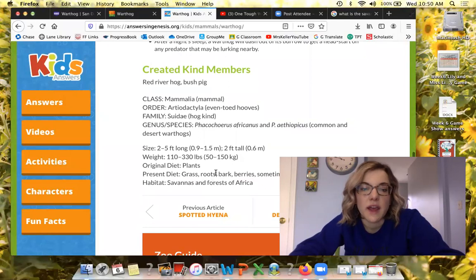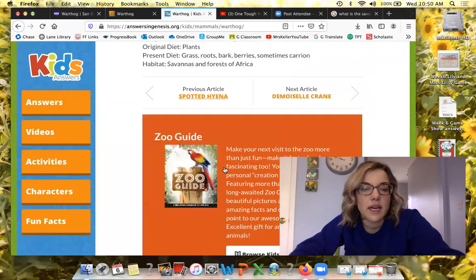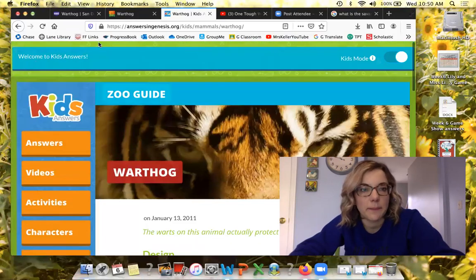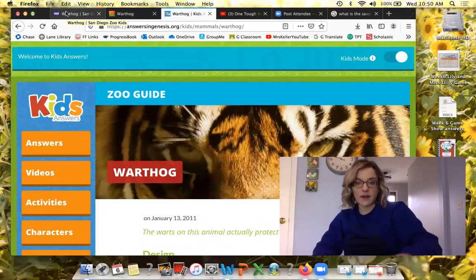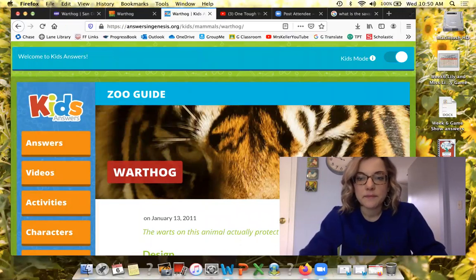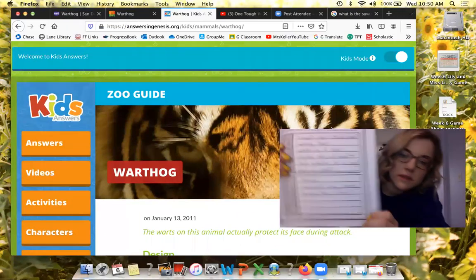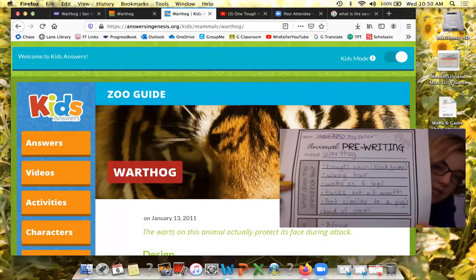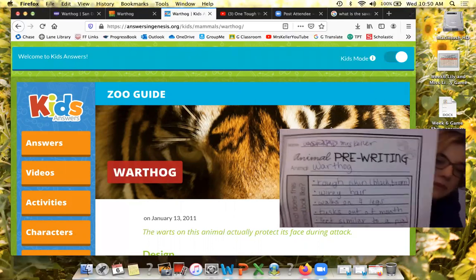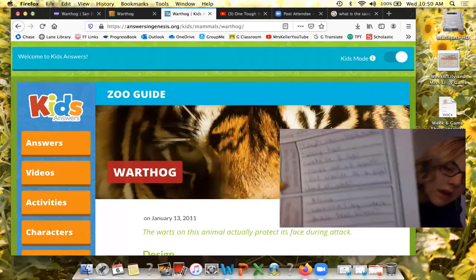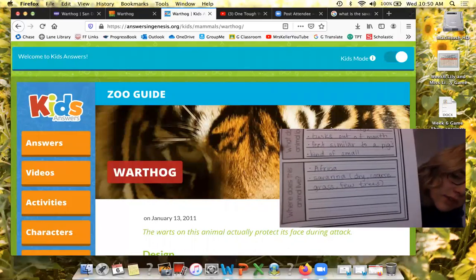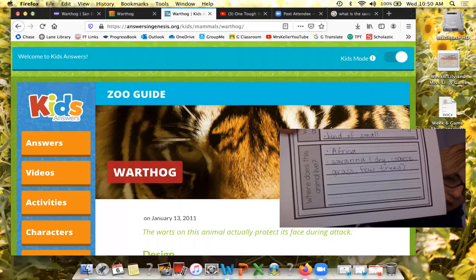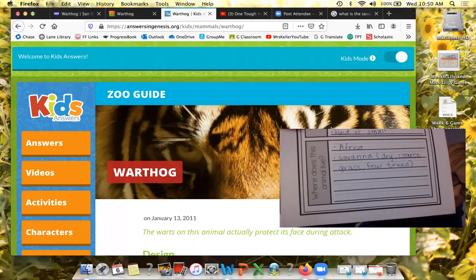Savannas and forests of Africa. So it looks like that's about all the information we have, and that's fine. We've done some digging. Great. So we have information on what the animal looks like. I added what color this website said that warthogs are typically. And then, again, not as much information on their habitat, but that's okay. We know they live in Africa. They live in the savanna, which is like a dry forest in Africa.